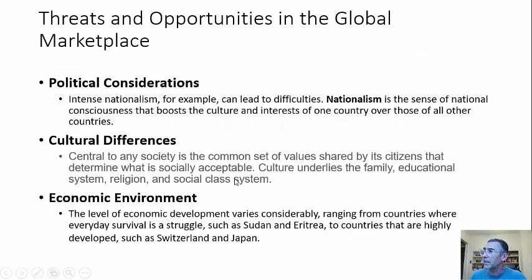All right. So what are the threats and opportunities in the global marketplace? Right. So political consideration. Your author reminds us that nationalism is a big reason why there's a lot of political consideration for barriers, right? So intense nationalism can lead to difficulties. It's a sense of national consciousness that boosts the culture and interest of one country over those of another country. China tends to be a very nationalistic, very proud country. And what does that mean? It means that if you want to invest in China, good luck.